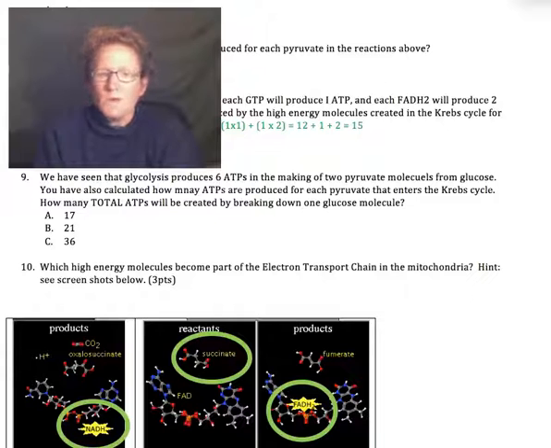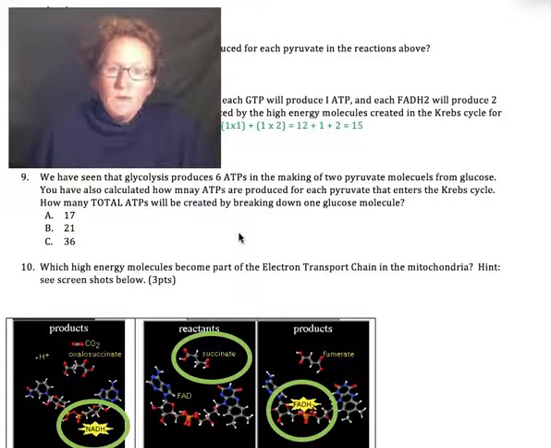So we've just answered question 9 here. How many total ATPs will be created? Now we have to think about which high energy molecules become part of the electron transport chain in the mitochondria. We actually haven't made any ATPs yet in the Krebs cycle. We make the ATPs when we go to the electron transport chain, which is part of the inside of the mitochondria. And I'll show you a little bit more about what that means.